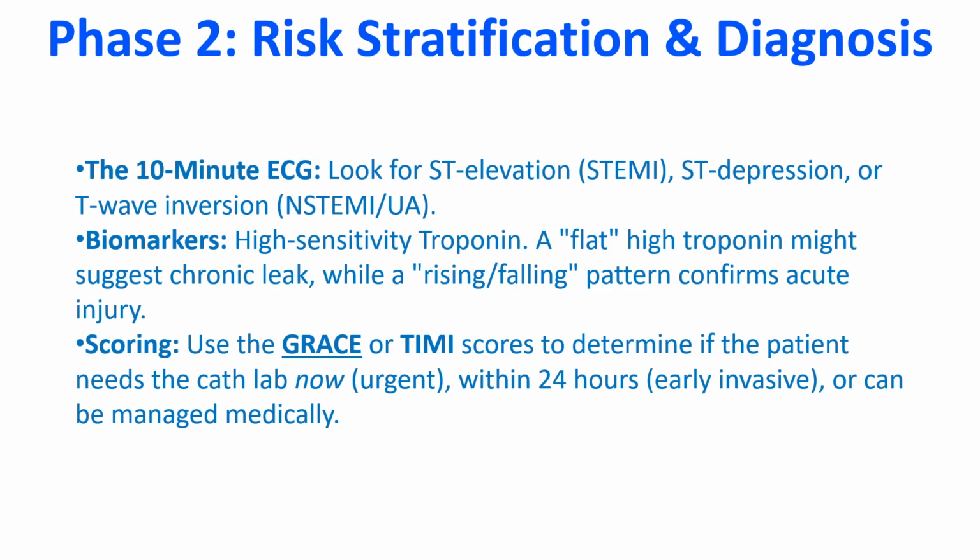Biomarkers: high sensitivity troponin. A flat high troponin might suggest chronic leak, that is causes other than acute coronary syndrome. But a rising or falling pattern confirms acute injury. And scoring can be done using GRACE or TIMI scores to determine if the patient needs the cath lab now, urgently, or within 24 hours. That is early invasive strategy, or can be managed medically.